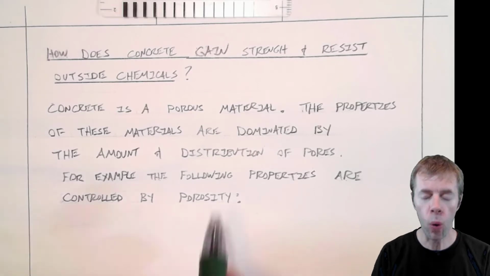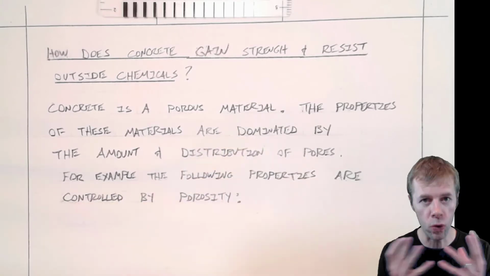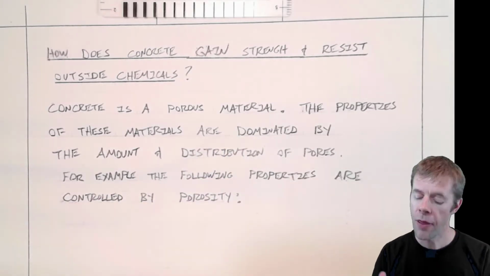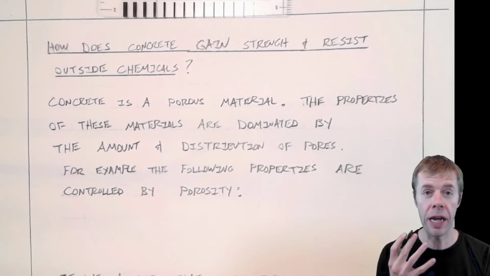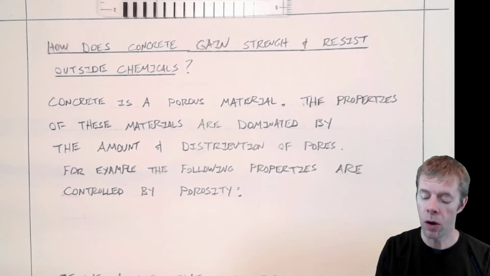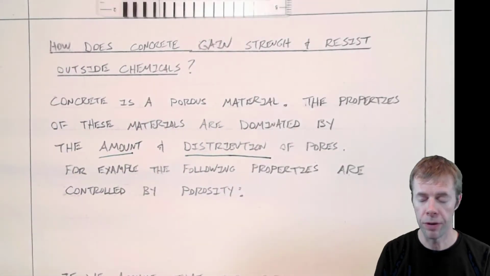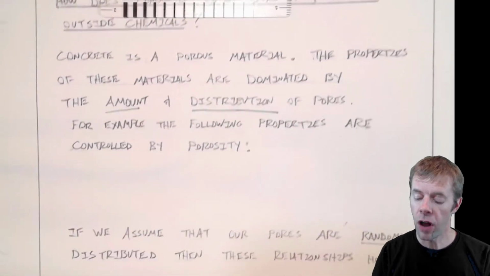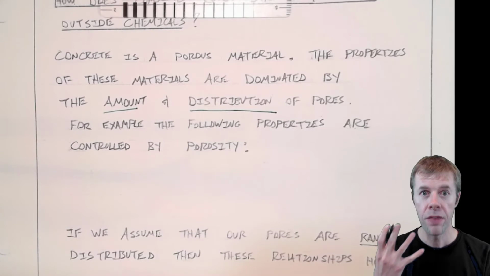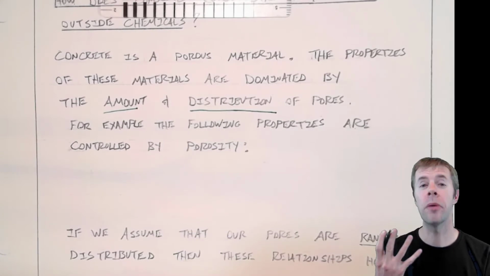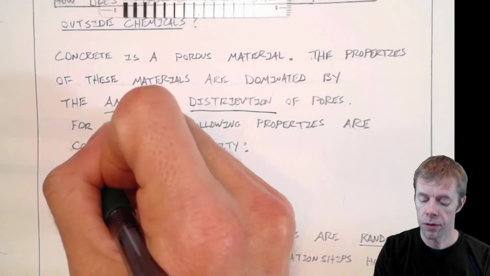Concrete is a porous material, right? I like to say concrete's like a sponge. It's got all these holes on the inside of it. And the properties of all porous materials are dominated by the amount and the distribution of the pores inside of them. For example, the following properties are controlled by porosity. These are properties that can be good or bad depending on how many pores there are inside the concrete. For example, compression strength.